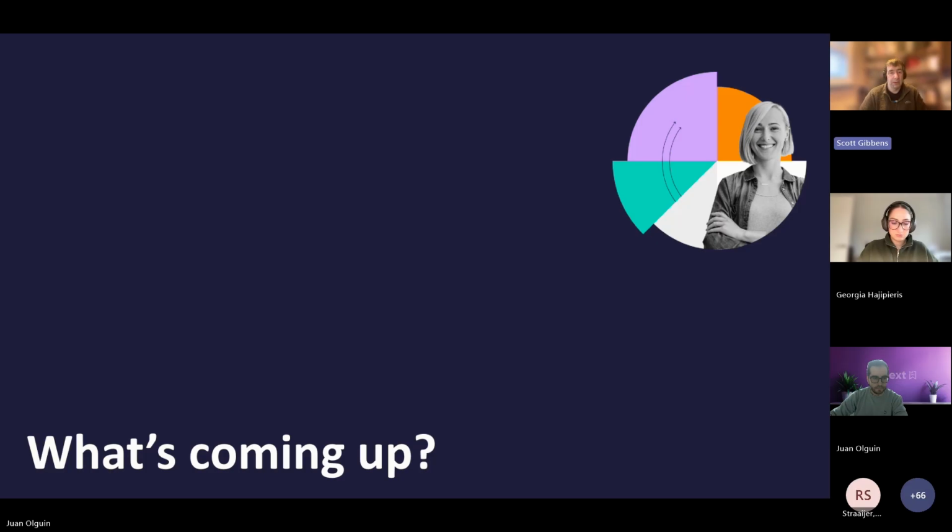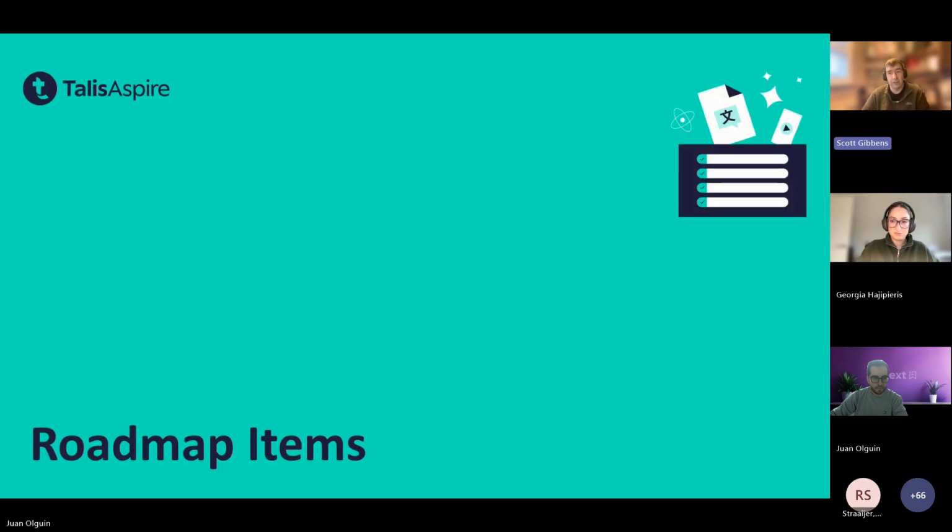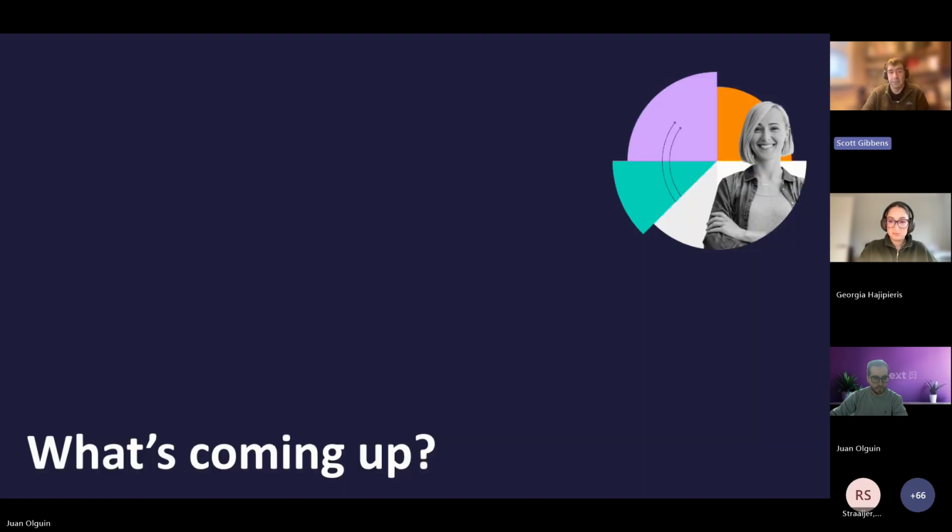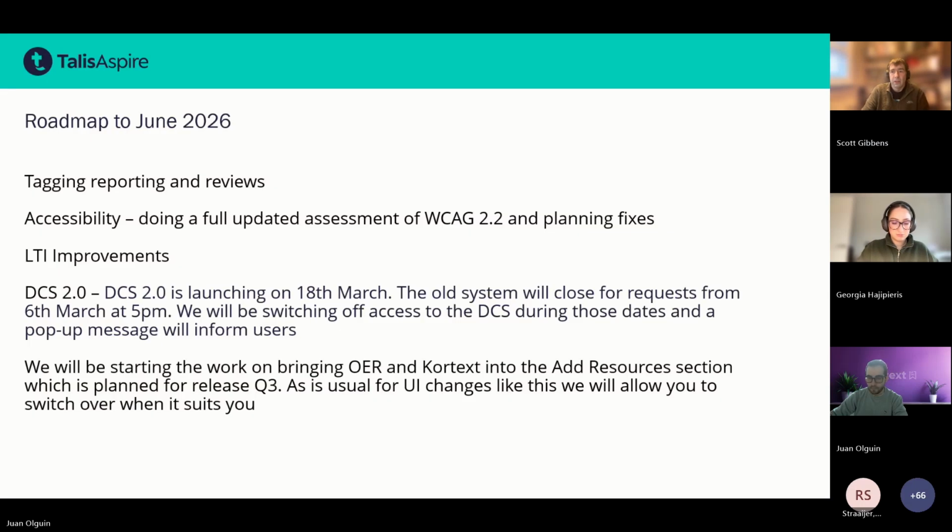So what's coming up? Let's have a quick look at what we've got planned for the next 6 months in the roadmap. So for the next 6 months, up to June really, we've got the tagging reporting reviews, which will be out probably next month sometime, that the dev team are working on now. We're doing a full audit of all the accessibility across the platform, and we'll be doing fixes to those mostly through the first half of this year, but some may go into next year. So that will all be going ahead very soon.